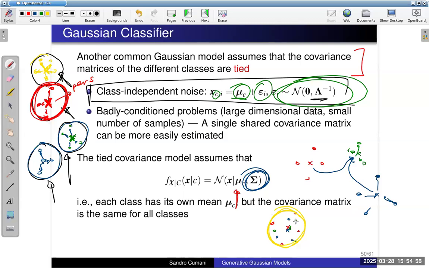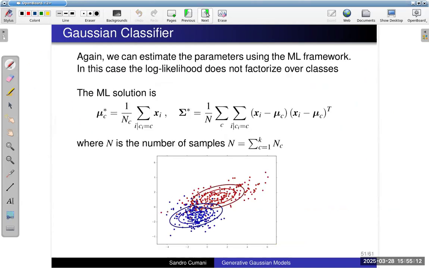So, from the point of view of parameters, I have only one covariance matrix for the classes, so the number of parameters is m squared, but it's not multiplied by the number of classes anymore. So we have much fewer parameters, as in the naive Bayes. In the naive Bayes, we had m times k for the means, but also m times k for the covariance matrices because these were diagonal.